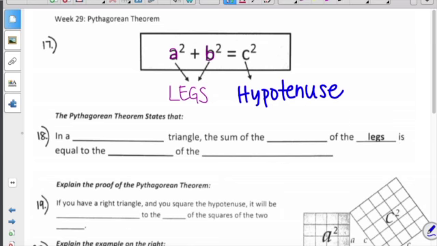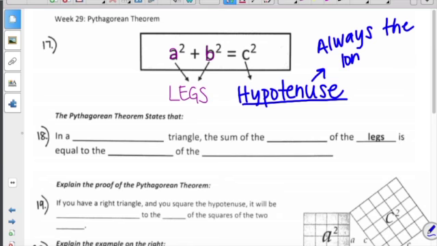Okay, and we also know that the hypotenuse is always the longest side. So if you don't have a picture, if you just have the side lengths, you can tell which one the hypotenuse is because it is the longest side, always.